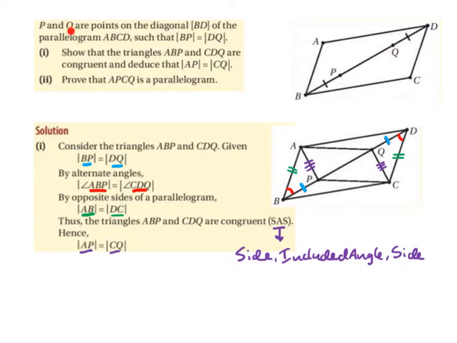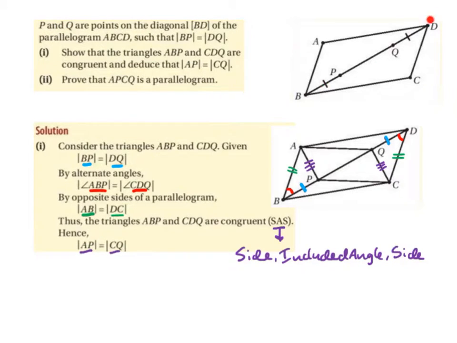P and Q are points on the diagonal BD of the parallelogram ABCD such that the length of BP is equal to the length of DQ. So our parallelogram ABCD can be seen here, A, B, C, D. Remember, a parallelogram is a four-sided shape, a quadrilateral, with two sets of parallel sides. So P and Q are points on the diagonal BD.